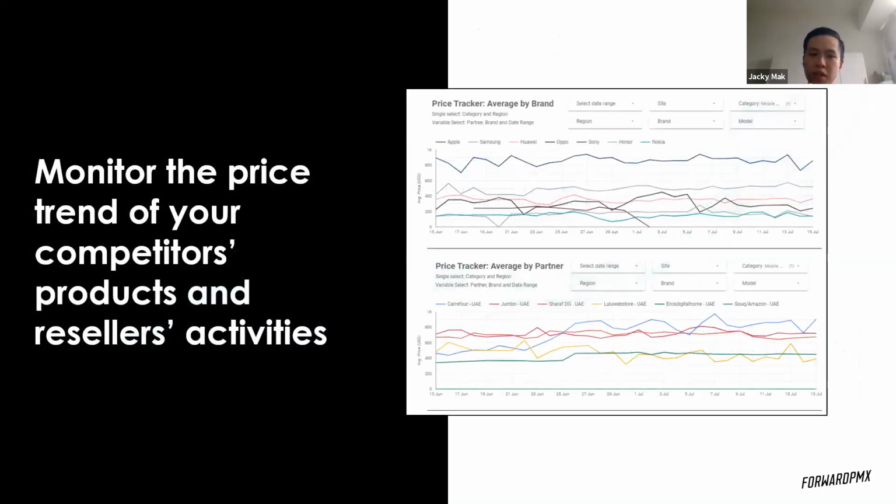So first, we recommend that you should have a dashboard or some sort of intelligence to monitor the price trend of your competitor products and your reseller activity. You should scrape the marketplace by product in different markets every day, so that you can build market intelligence. You can have a dashboard to know whether there are any changes in the product pricing of your competitor. Maybe they are doing a promotion, maybe they are doing a price cut that you should be aware of.